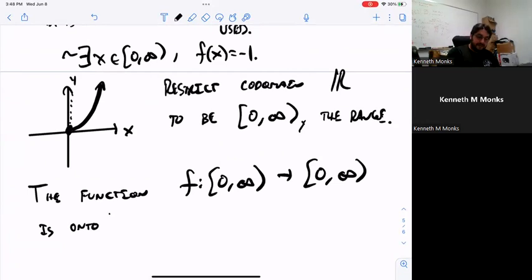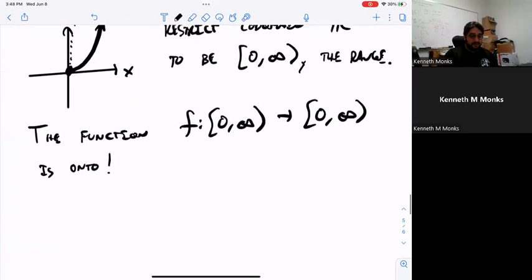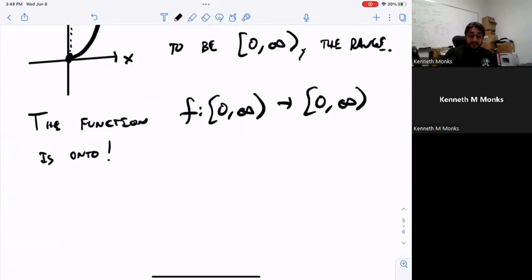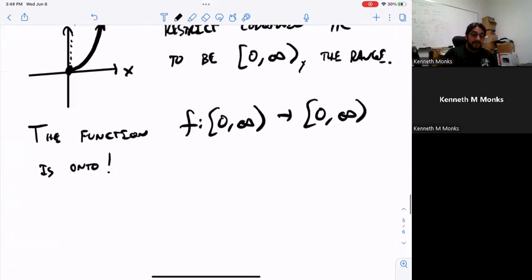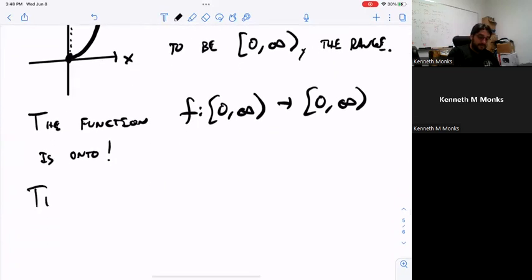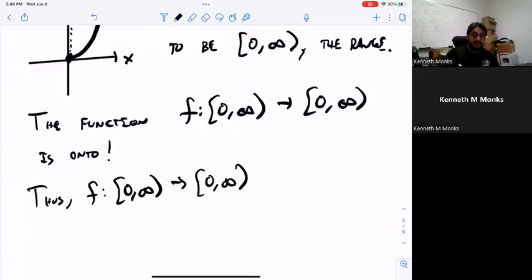So this function now is onto, and it's one-to-one. We threw away the left half of the function, so it's also one-to-one. So this is now a bijection. This function from 0 to infinity, mapping onto 0 to infinity, is now a bijection.